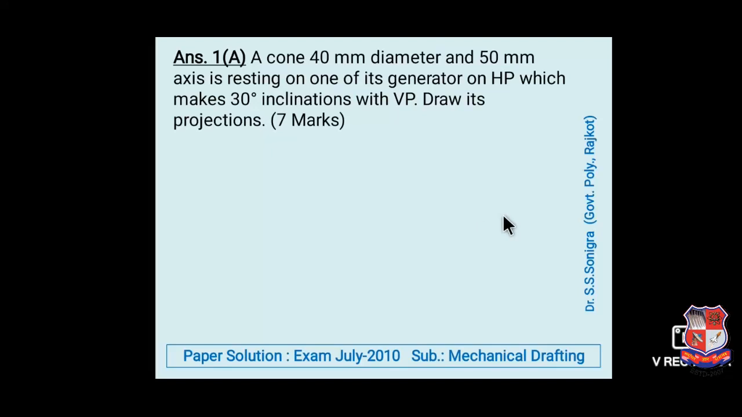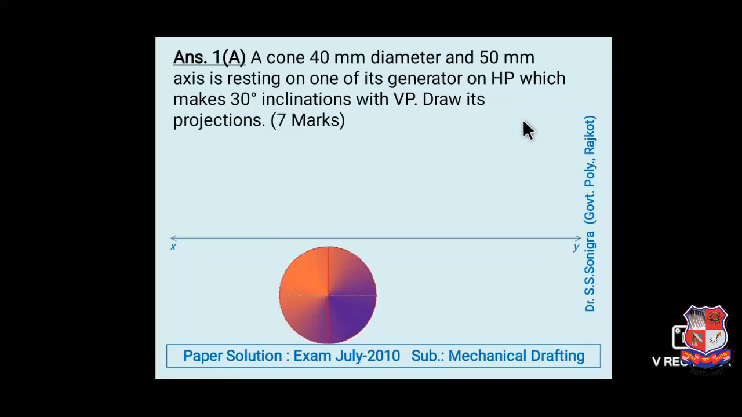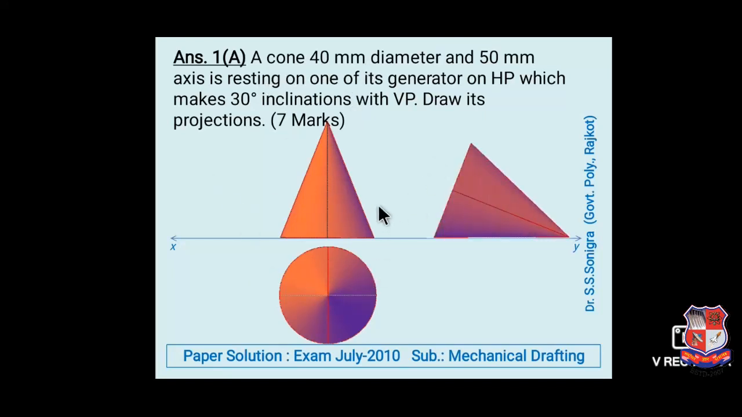Now another problem that was asked in July 2010 for 7 marks. The data is given like this. A cone of 40 mm diameter and 50 mm axis is resting on one of its generators on HP, which makes an angle of 30 degrees with VP. Draw its projections. How to draw this? First draw the cone, top view and front view. The diameter is given as 40 mm, and this is the condition given here.